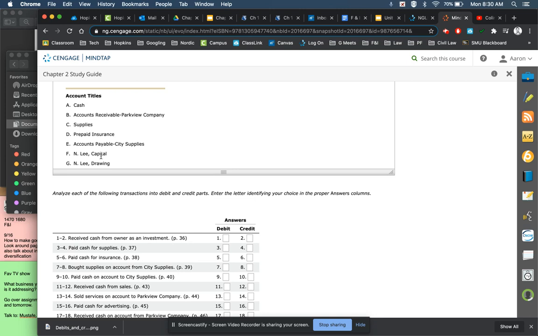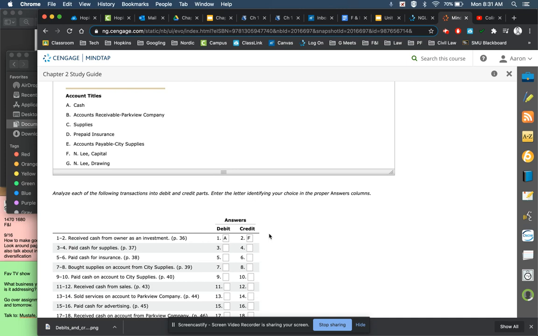So received cash from an owner as an investment. The two accounts that are impacted are cash and the N. Lee capital account. And since we know that the effect of that, thinking back to chapter one, is that when we receive cash, cash increases. And then on the right side, owner's equity also increases. So I'm going to put in A for the cash account, and then I'm going to put in F for the credit account. What happens if we debit cash, cash is going to go up. If we credit the N. Lee capital account, that's going to go up as well. Both sides of our accounting equation are still equal, and we're good.